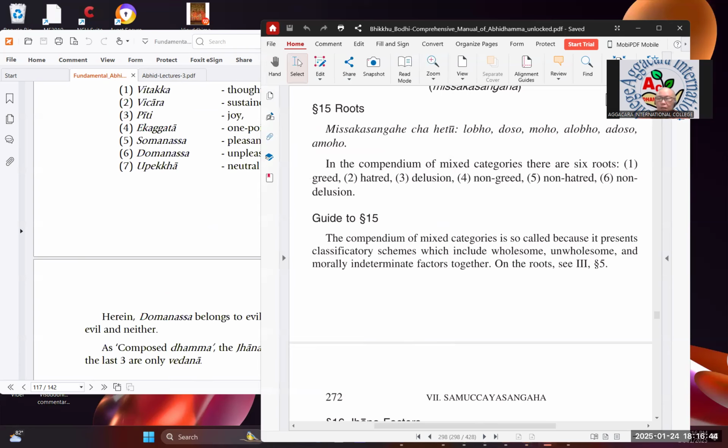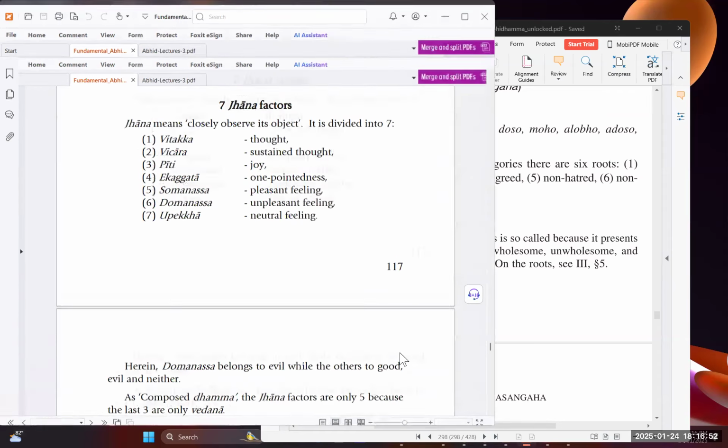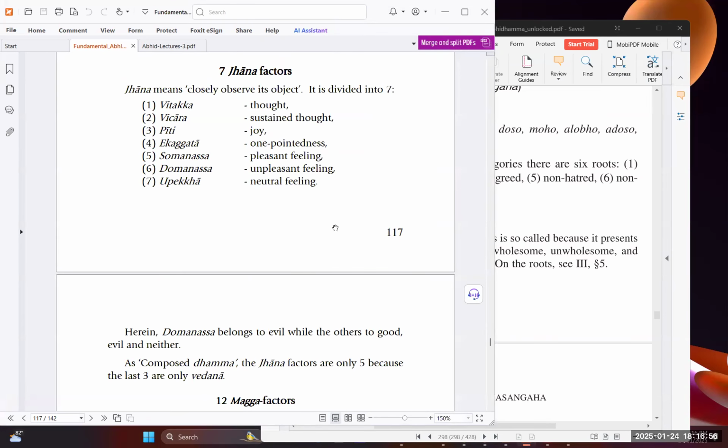So I will invite the student to read. Thomas, can you read this part on the jhana? Jhana factors. Jhana means closely observe its object. It is divided into 7. First, vitakka, thought. Second, vicara, sustained thought. Third, piti, joy. Fourth, ekaggata, one-pointedness. Fifth, somanassa, pleasant feeling. Sixth, domanassa, unpleasant feeling. And seventh, upekkha, neutral feeling. Herein, domanassa belongs to evil, while the others to good, evil and neither. As composed Dhamma, the jhana factors are only 5, because the last 3 are only Vedana. Okay, thank you.